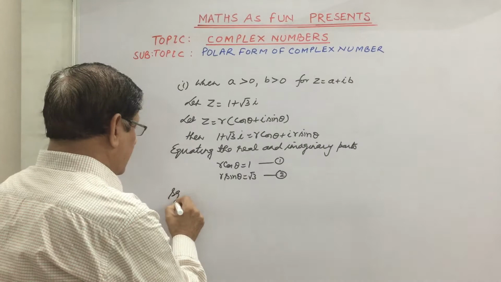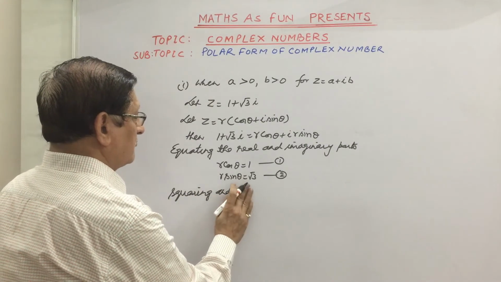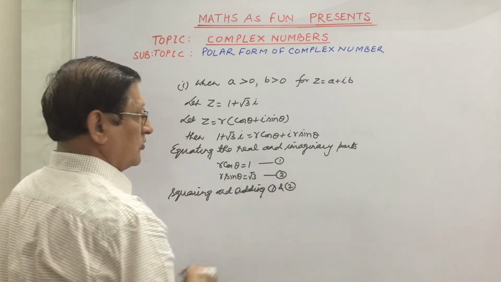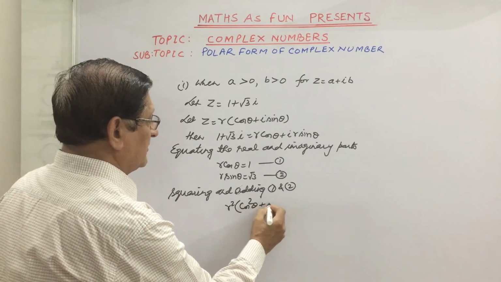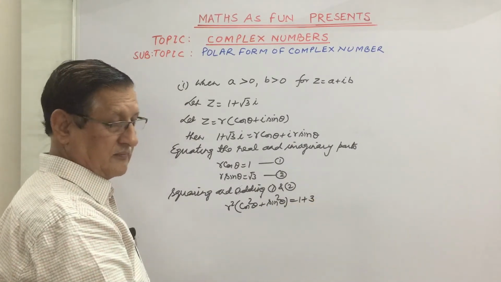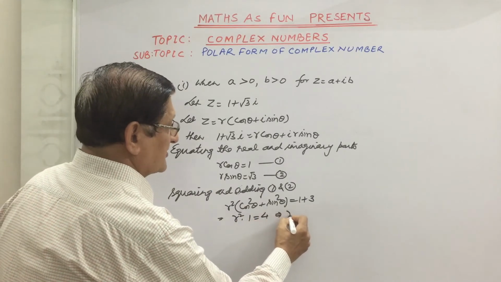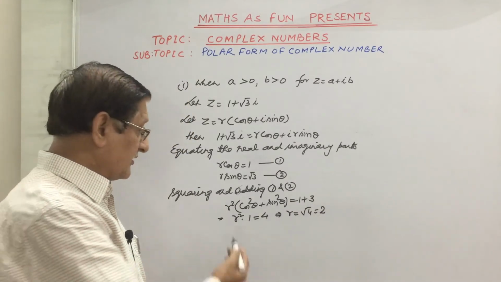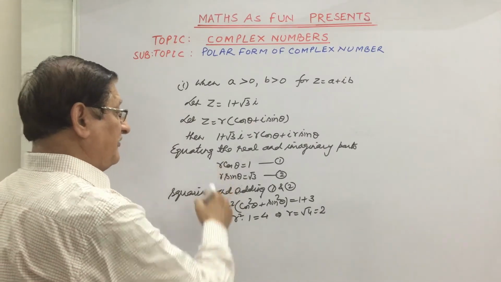If we square and add them, squaring and adding 1 and 2, we will get r square into cos square theta plus sin square theta equal to 1 plus 3. And we know this is 1. It means r is equal to root of 4 and that is 2. So we could get the modulus of this. Now to get the argument we can divide them.